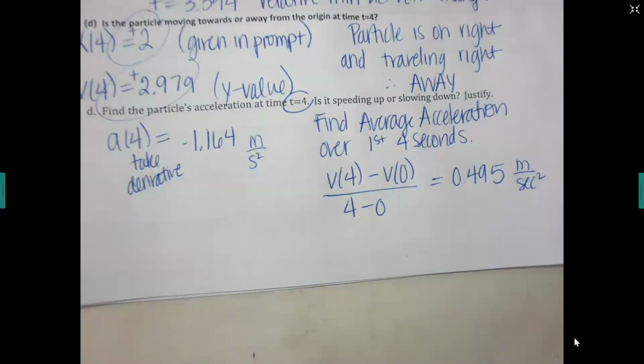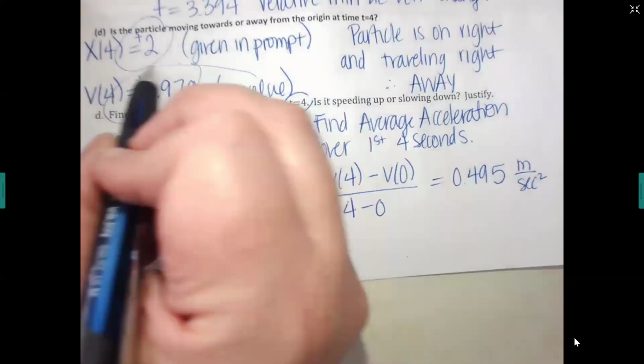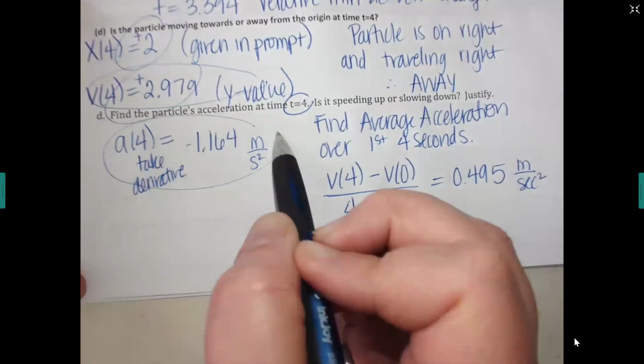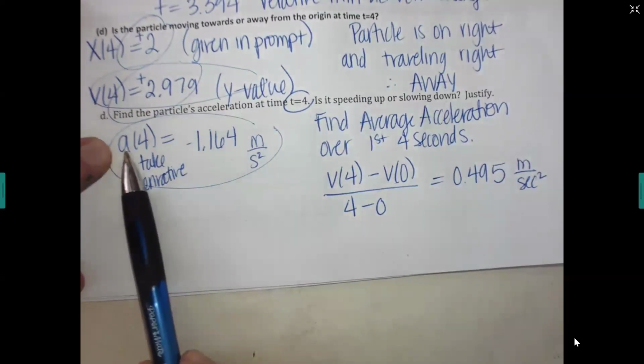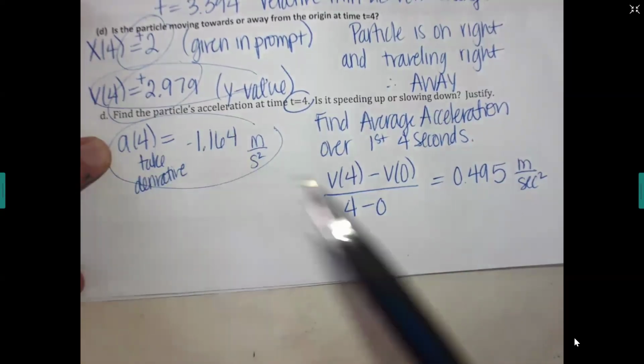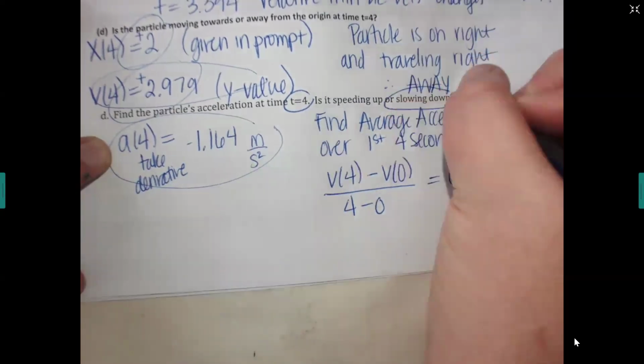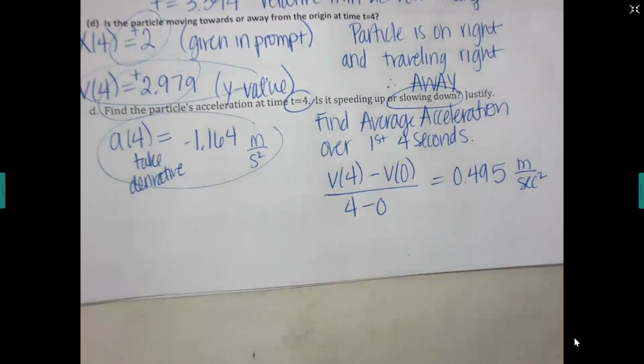Okay, last thing, let's answer: is it speeding up or slowing down? What 2 things do we have to look at for speed? Okay, y value, which is velocity, and acceleration. What type of number is velocity? Positive. What type was acceleration? Negative. Then what would your answer be for speed? Let me know.